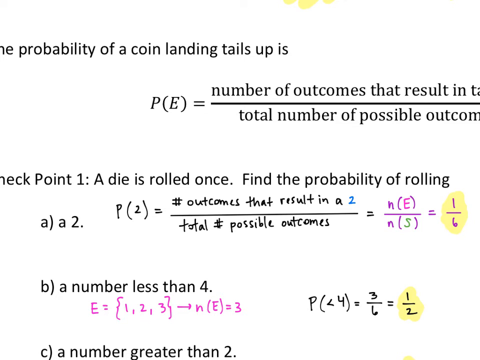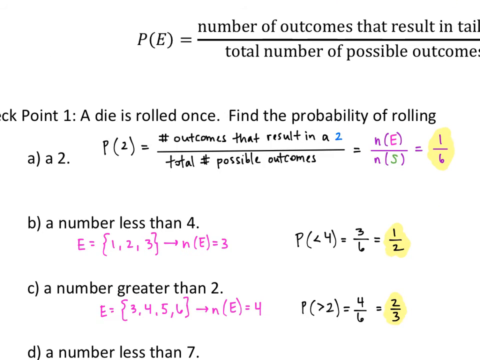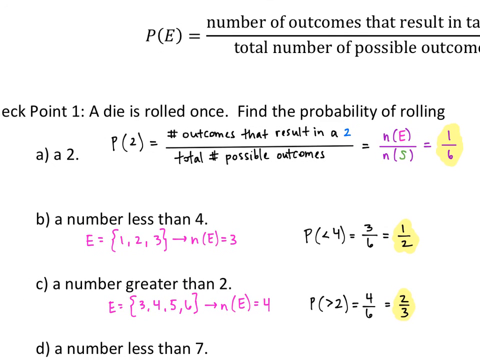Try part C on your own, a number greater than 2. Figure out what your E is, how many possible outcomes result in a number greater than 2, over your total possible outcomes. Here was my set E. I had 3, 4, 5, and 6 are all numbers that are greater than 2. So that really is 4 outcomes that would result in a number greater than 2. There are a total of 6 outcomes possible. So the probability of rolling a number greater than 2 simplifies to 2/3.